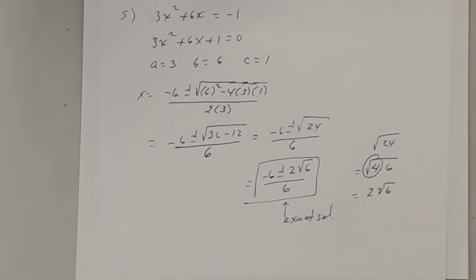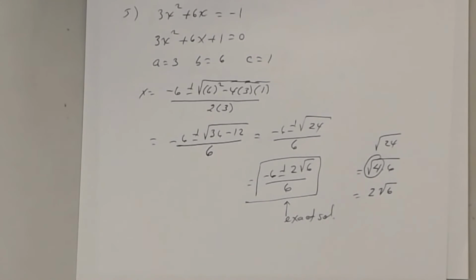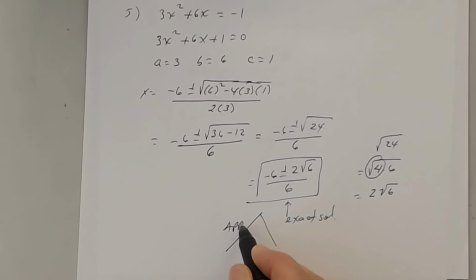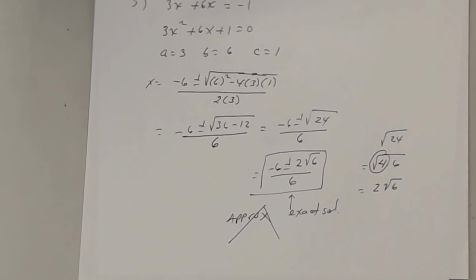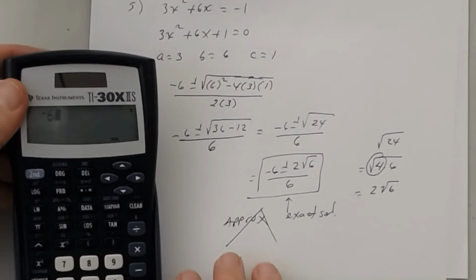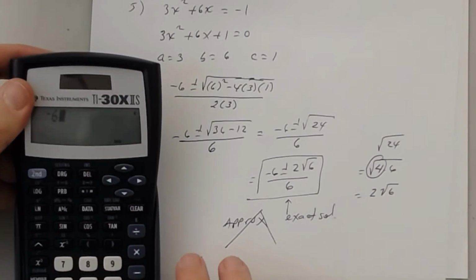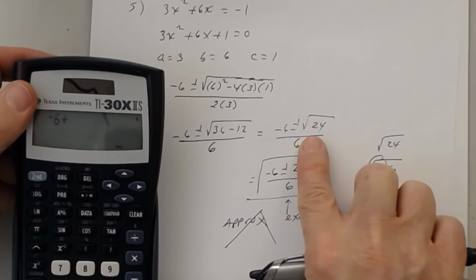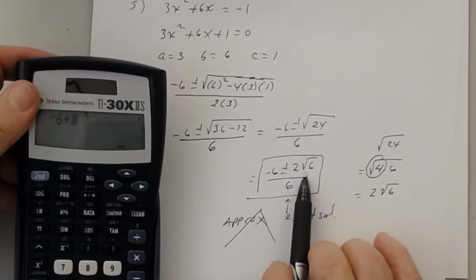Okay? Now, remember on the worksheet, they're going to ask you to approximate this. So let's talk about approximating. On your calculator, you're going to say negative 6 plus. Now, some of you, listen carefully to this.